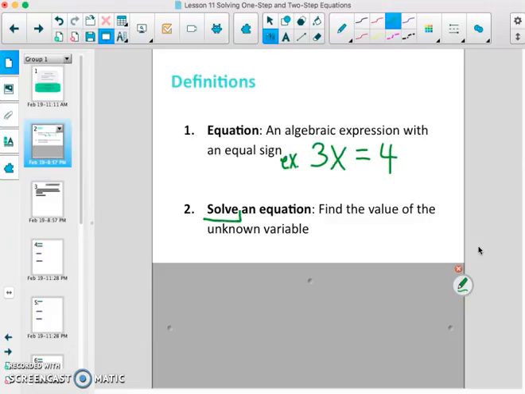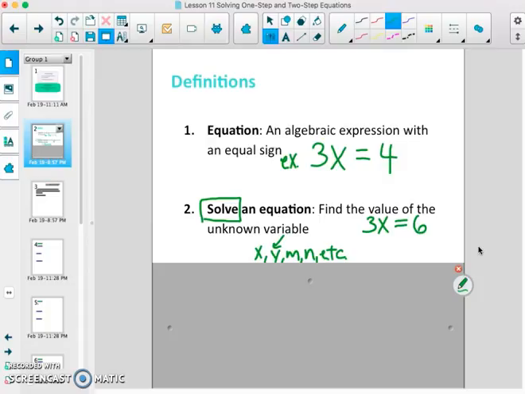We can also solve an equation. What that means is we would be finding the value of the unknown variable. So remember, variables are just placeholders, and they can be letters like x, y, m, or n. They're just holding a spot for a number. So if we wanted to solve an actual equation, for example, like 3x is equal to 6, okay?